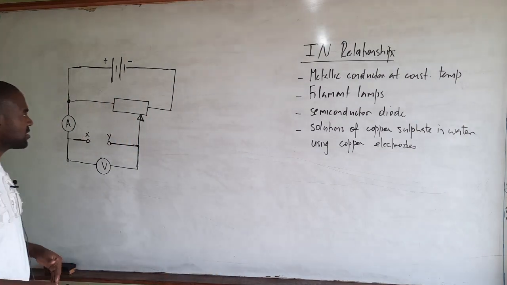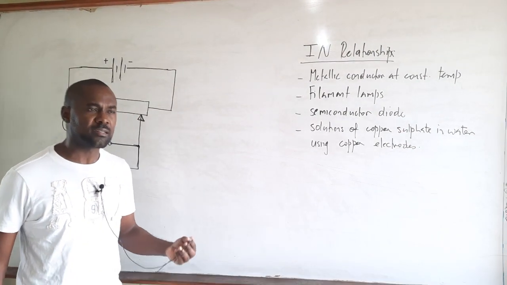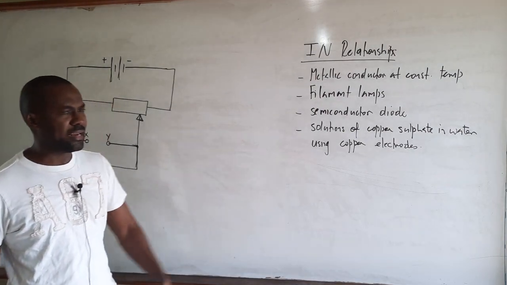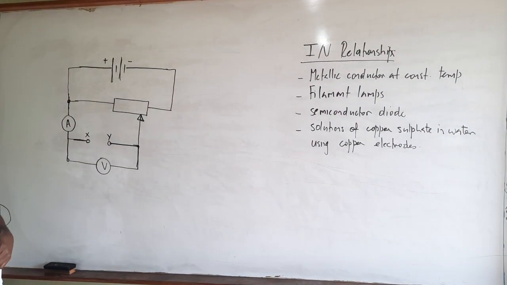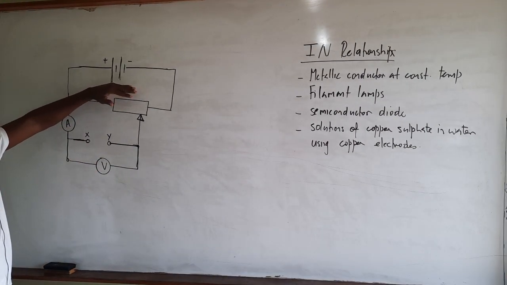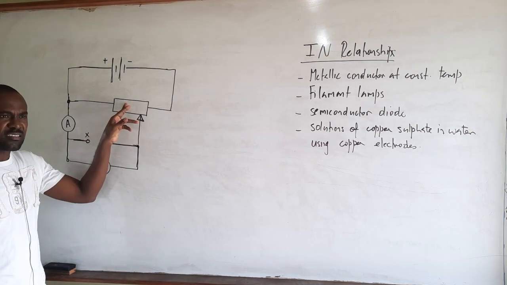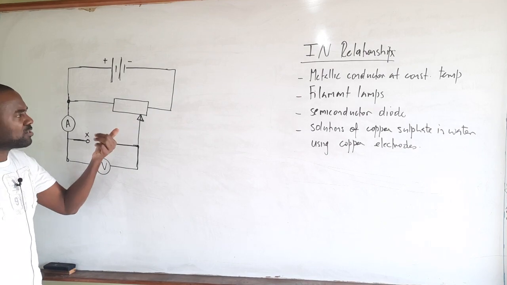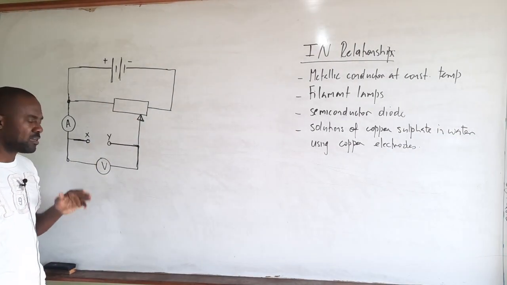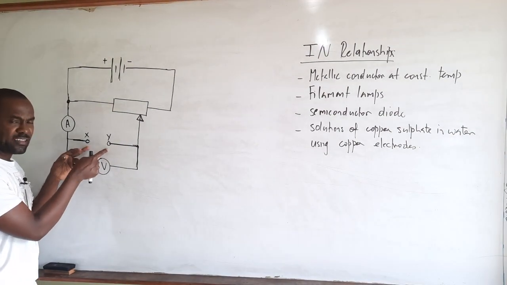Now this circuit shows a typical circuit that can be used to investigate the IV characteristic of any electrical component as indicated in that list there. So this is a circuit which is commonly used. We have a battery, and in that circuit we also have a rheostat which acts as a potential divider. What this does is allow us to vary the potential difference, or the voltage, across the device that we're investigating, which is typically connected between these two terminals X and Y.